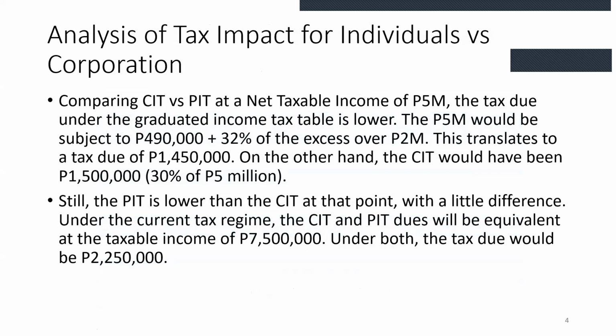Ayan. Analysis of impact of individual taxation versus corporation. So we have corporate income tax versus personal income tax. At a net taxable income of 5 million, the tax due under the graduated rates is computed as 490 plus 32% of the excess of 2 million.